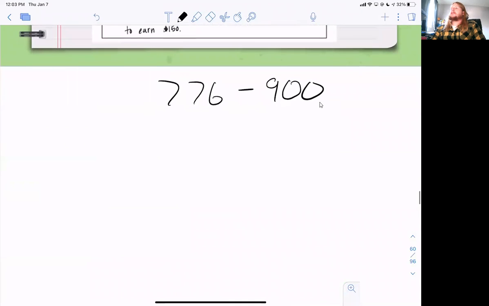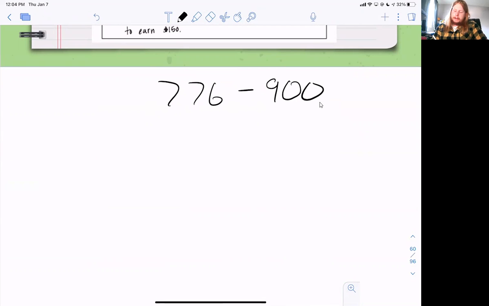Now what we're going to do is some number line practice. We're going to get to 900 from 776. I'm going to show you multiple ways to do it. I'm going to start with the way I prefer because I think it's the easiest way, but you can start with whatever way you prefer.